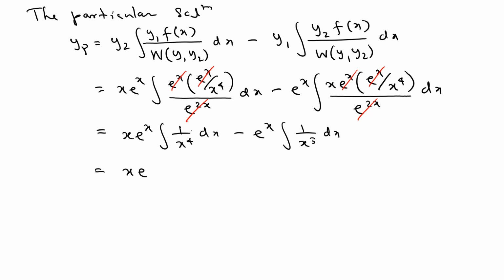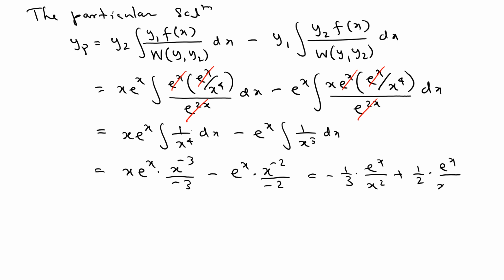So that means your answer is going to be: bring it to the top, x to the 4th power, so it is x to the negative 3 divided by negative 3, minus e^x, and this is going to be e to the x, times x to the negative 2 divided by negative 2. So if you simplify, you're going to get negative 1/3 e^x over x squared, and this can be plus 1/2 e^x over x squared. So this you can simplify very easily. You're going to get 1 over 6 e^x over x squared. So that's the yp.